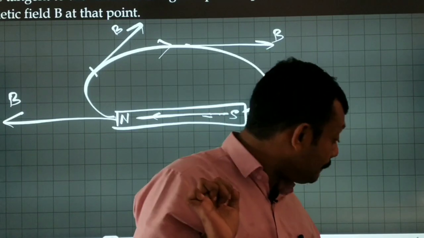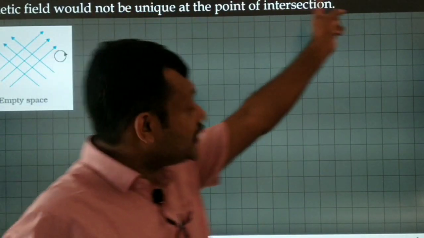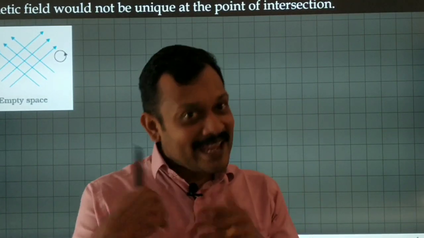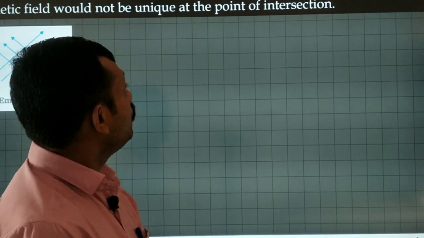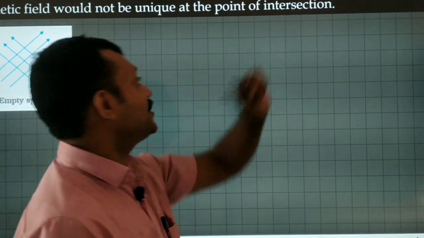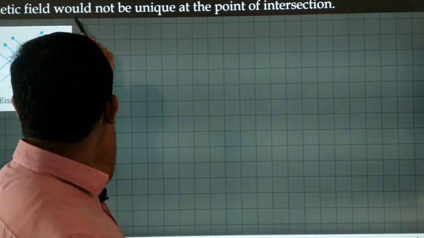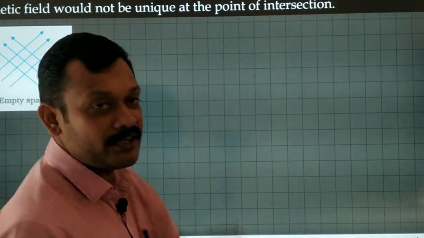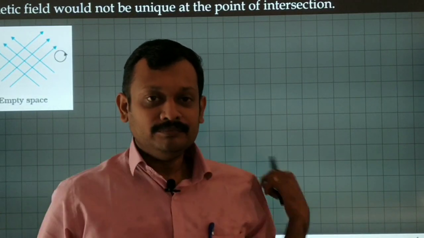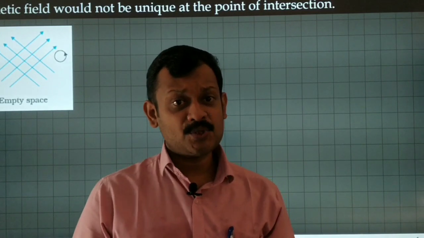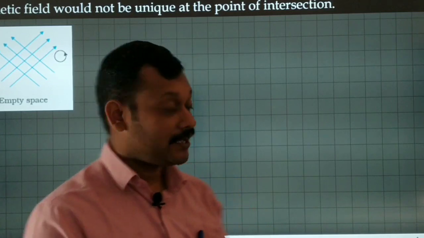Now coming on to a very important property: magnetic field lines do not intersect. Magnetic field lines are never going to intersect, for if they did, the direction of the magnetic field would not be unique at the point of intersection. I told you in the previous property that the tangent drawn to a magnetic field line at a given point represents the direction of the magnetic field at that point.